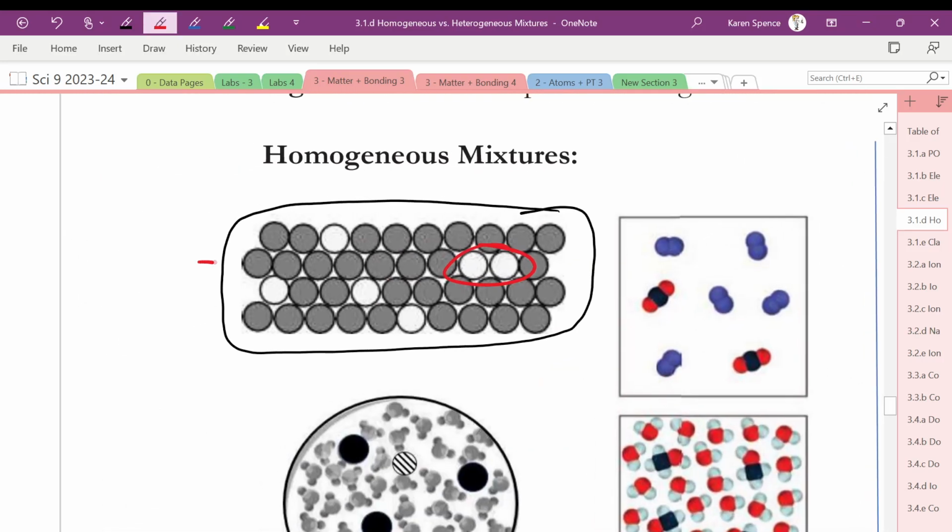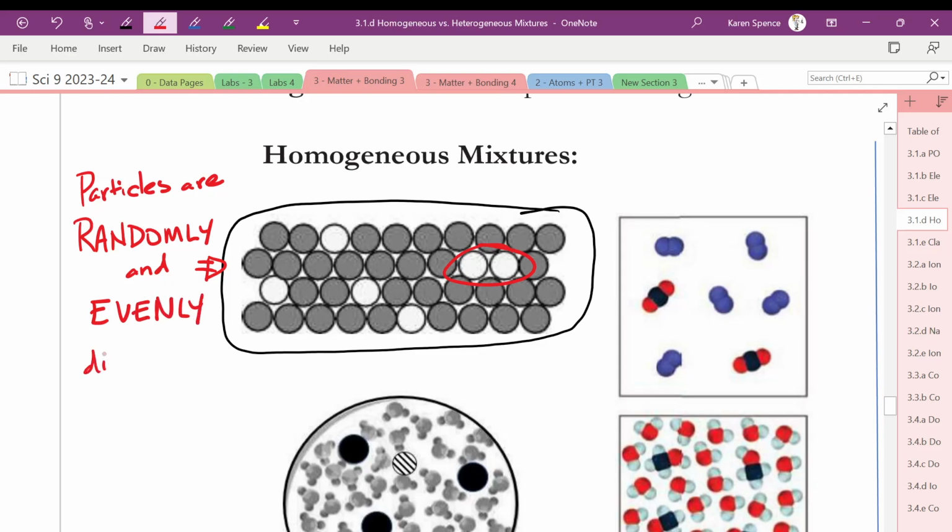So in this sample, the particles are randomly and evenly distributed. And that's what makes it homogeneous. And these two guys here, those are not a clump.